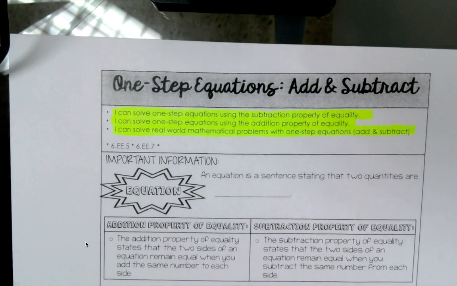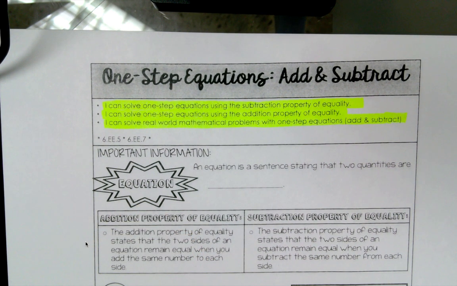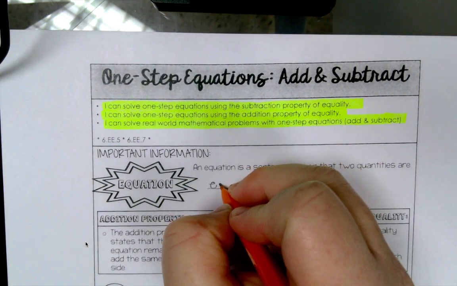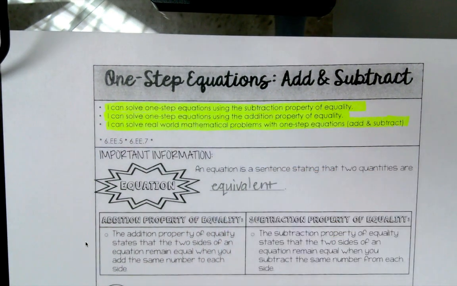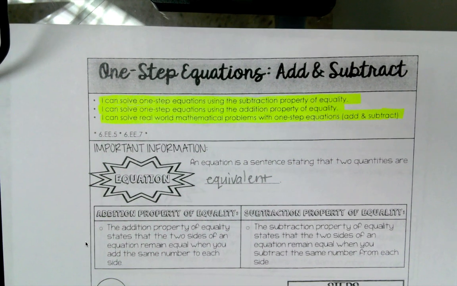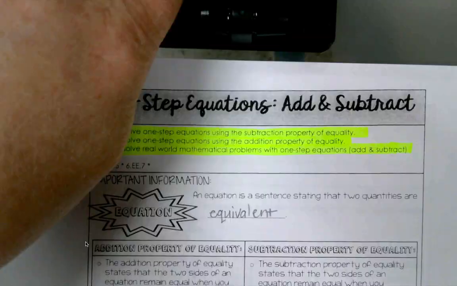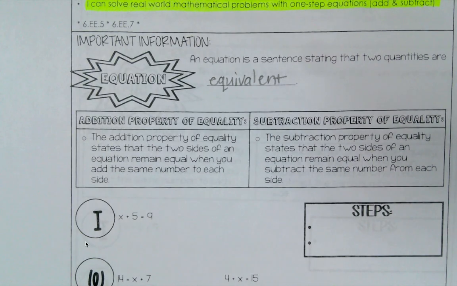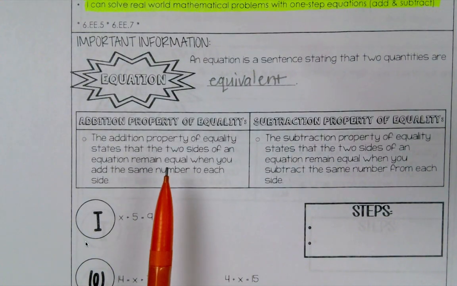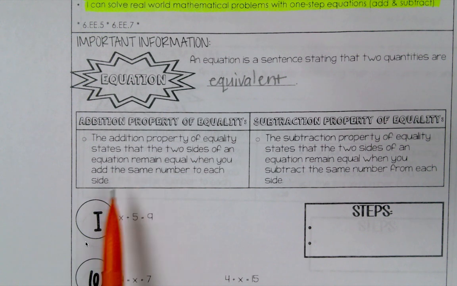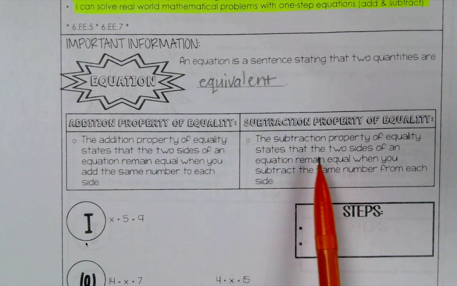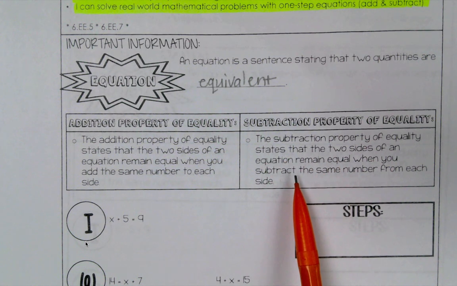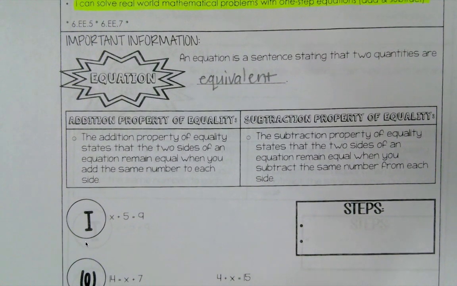One thing I want you to understand about the term equation. An equation is a sentence stating that two quantities are equivalent. They're equal. So the addition property of equality states that the two sides of an equation remain the same when you add the same number to each side. And the subtraction property states that two sides of an equation remain equal when you subtract the same number from each side.